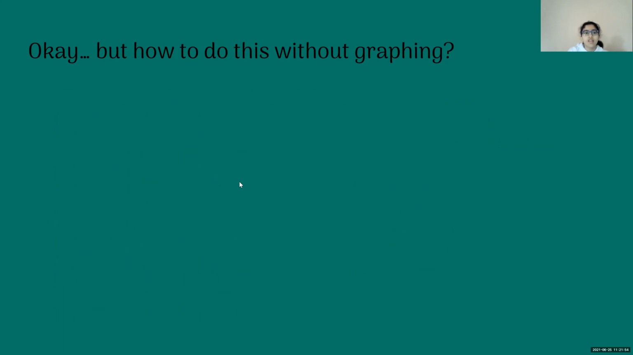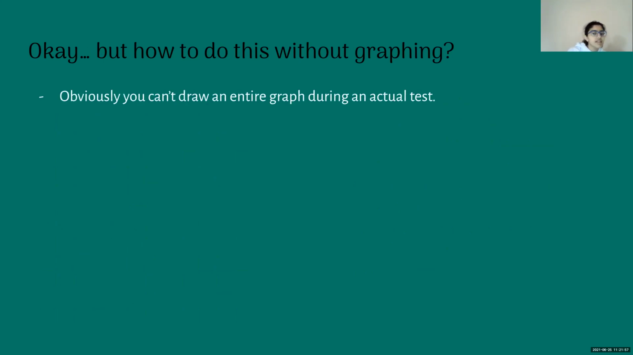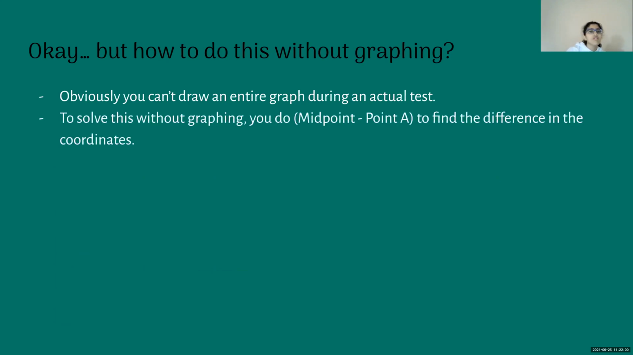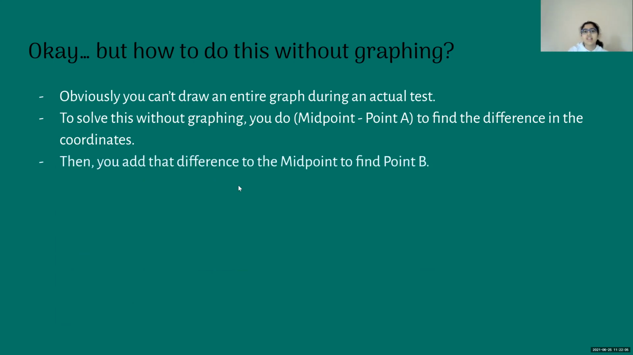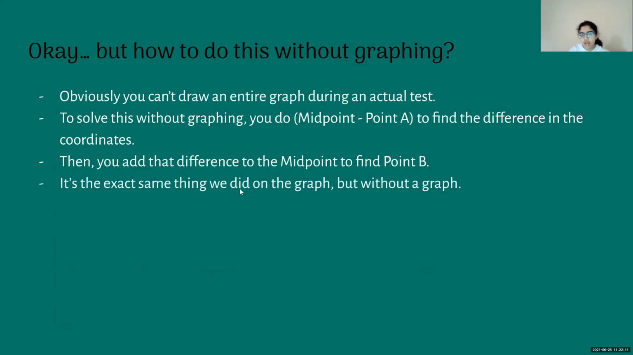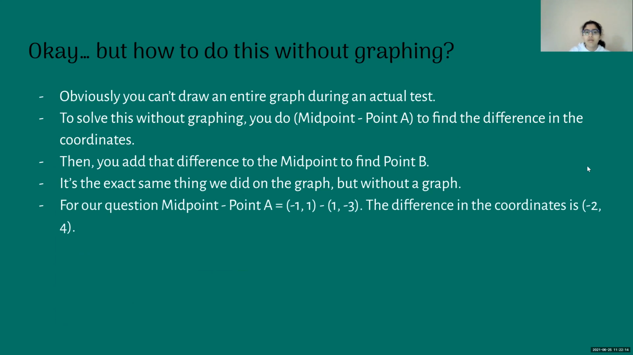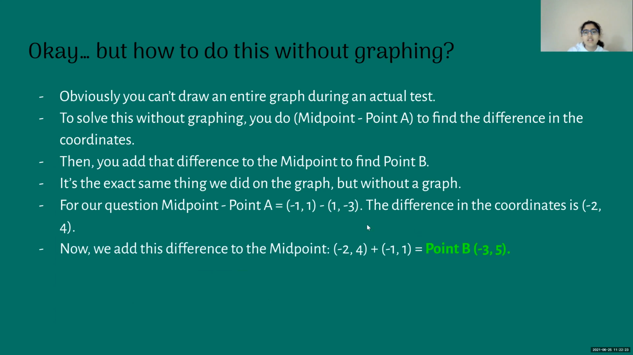So how do we do this without graphing? Obviously, you can't draw an entire graph during an actual test. So to solve this without graphing, you do midpoint minus point A to find the difference in coordinates. Then you add that difference to the midpoint to find point B. It's the same thing we did on the graph, but without a graph. So for our question, midpoint minus point A would be -1, 1 minus 1, -3. So the difference would be -2, 4. We'd add -2, 4, which is the distance traveled, to -1, 1, which is our midpoint, and we would get our point B to be -3, 5.